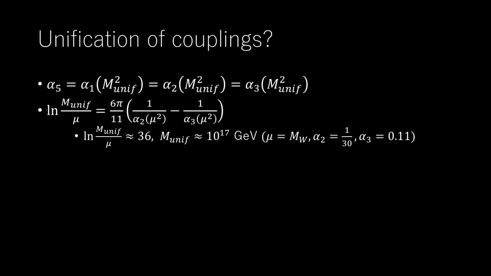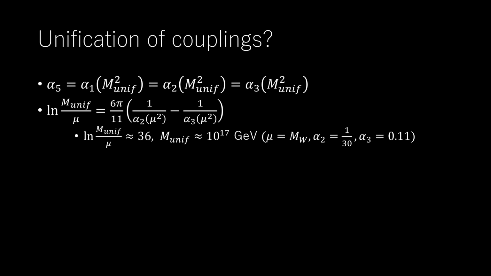Since the alpha i vary differently with mass scale, we can ask if at some mass they are equal. Define alpha 5 to be the value of the couplings when they come together at a mass M_unif. Using two of these three equations, we have an equation which determines M_unif.